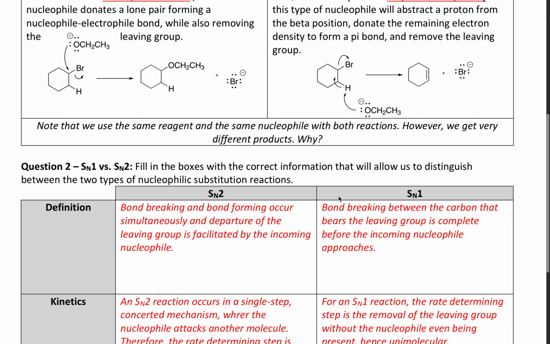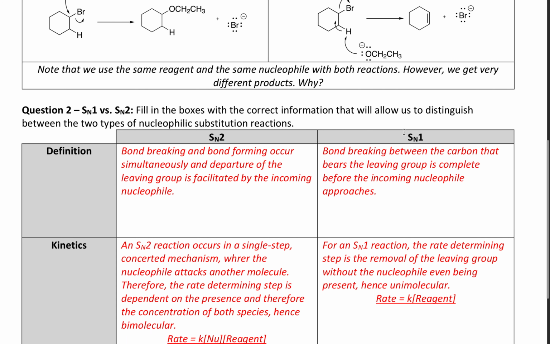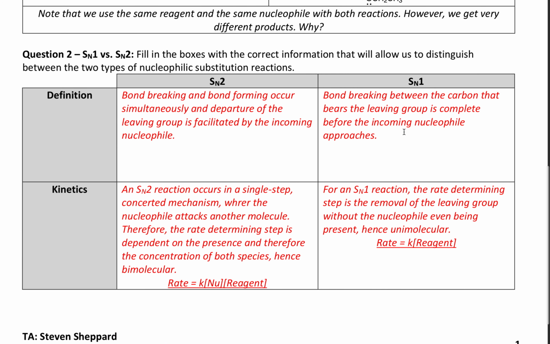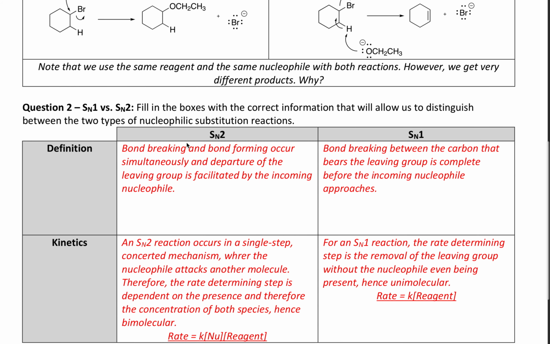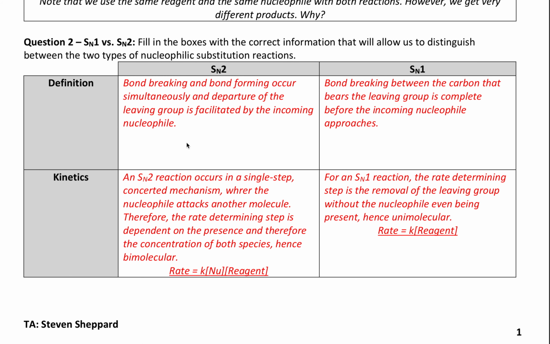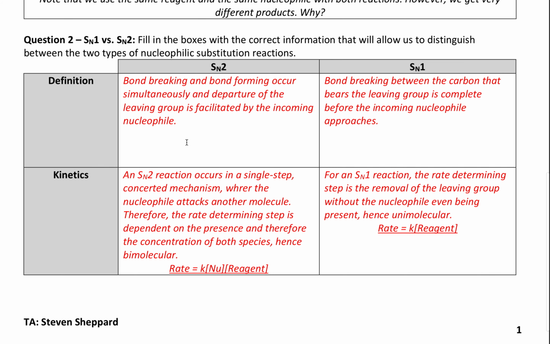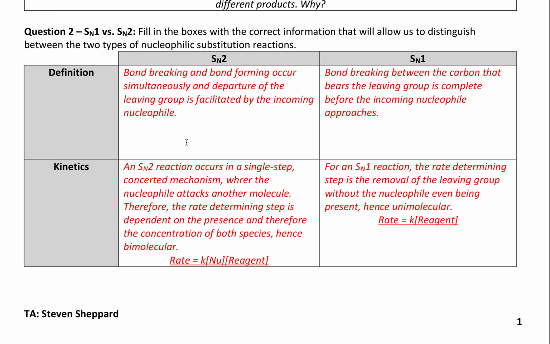All right, so why do we get these different products? So there are two different types of nucleophilic reactions. So now we're only going to focus for the rest of this video on nucleophiles acting as Lewis bases, so just this left diagram. And there are two different types of those. So there is the SN2s and the SN1s. So these boxes are all blank on your worksheet, so feel free to pause the video and fill in the information depicted below. All right, so the definition of an SN2 reaction.